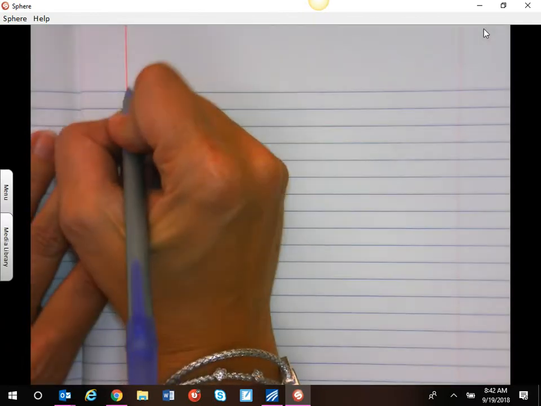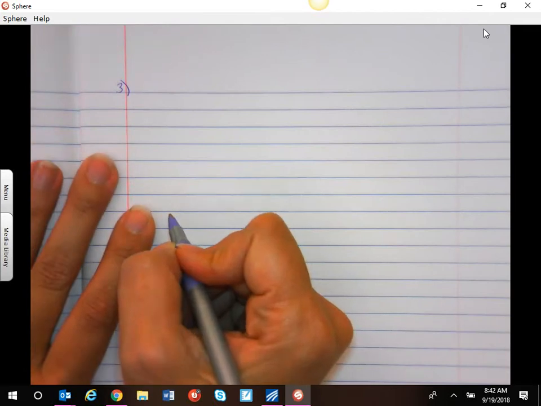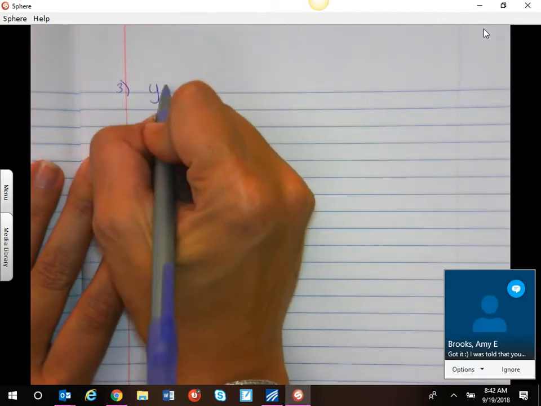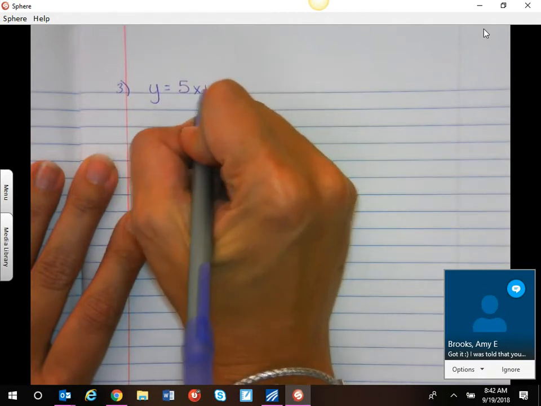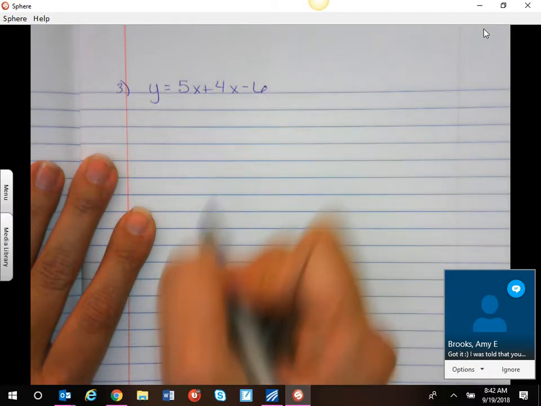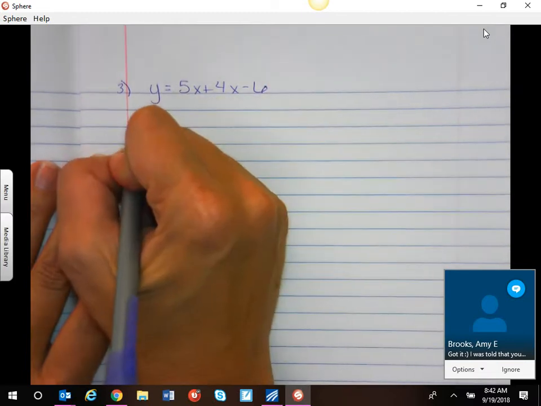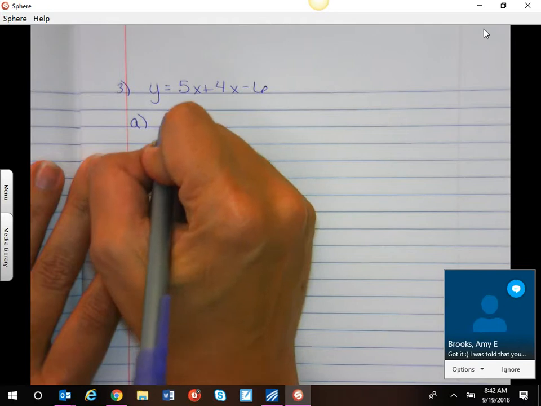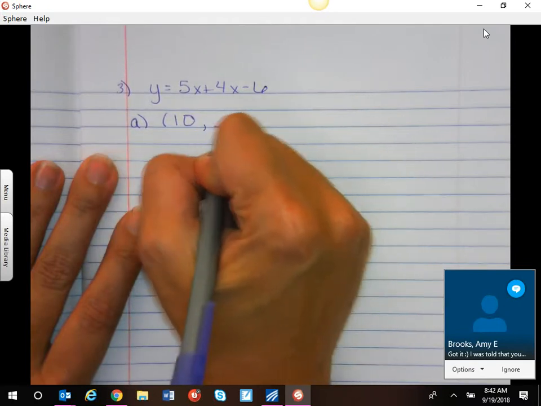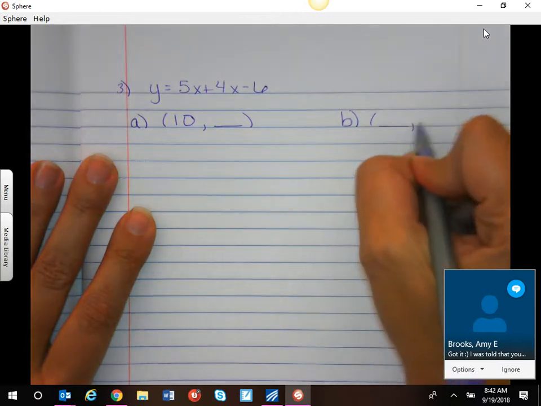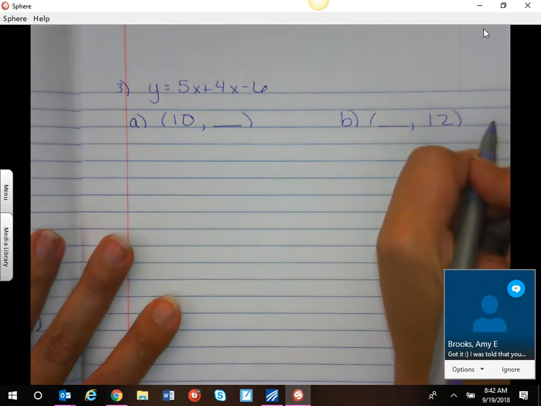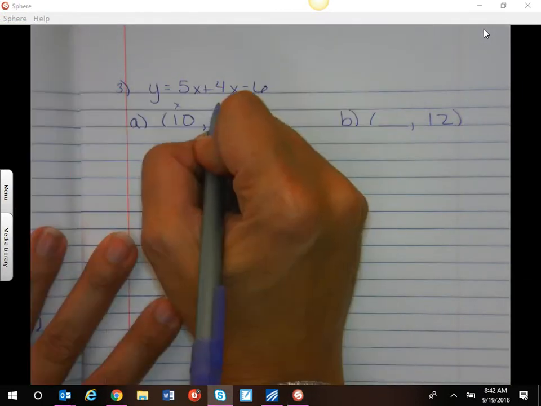Another way that we can look at this is if I give you a coordinate point. So in example 3 here, I'm going to give you the equation. Now I'm not giving you f of x this time. I'm going to give you y equals 5x plus 4x minus 6. But instead of giving you an f of x equals something, what if I said I have a coordinate point of 10, blank? Or if I had another coordinate point of blank, 12. Remember we talked about coordinate points, so this is my x and this is my y.